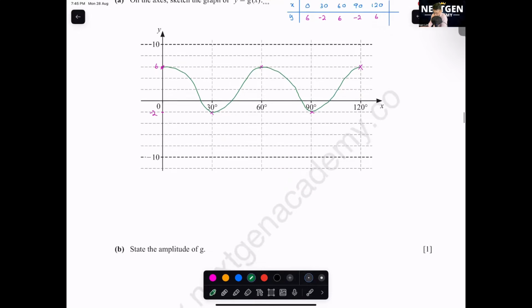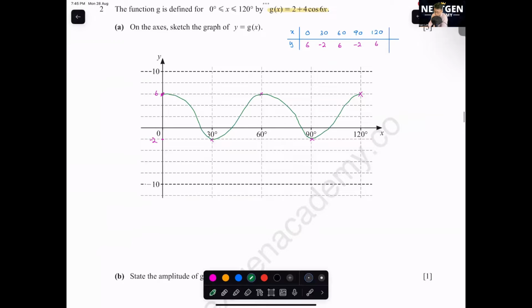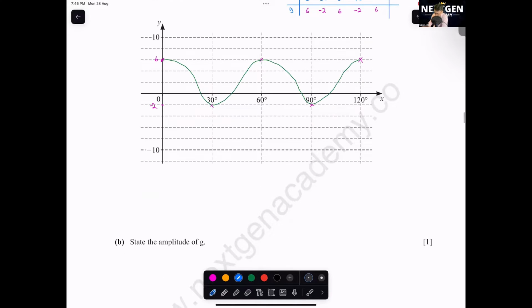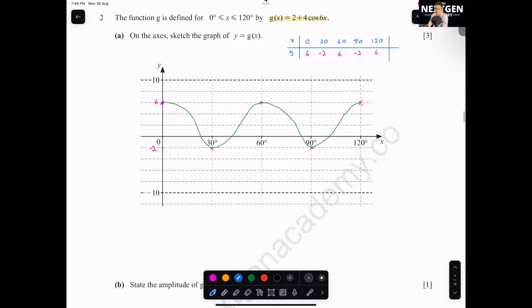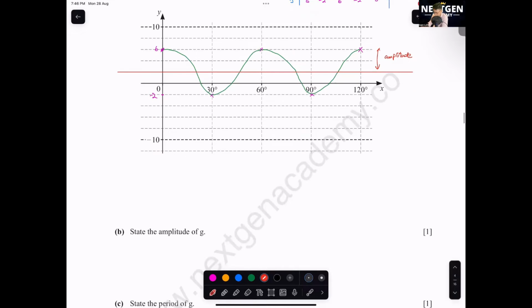Next one. State the amplitude of g. So you just see the equation. Amplitude means from your middle to the top, right? In fact, you don't even need to do any calculation. You should know that the coefficient in front of the sine and cos is your amplitude. But if you want to look at the graph, you split the graph into half. The middle of the graph, amplitude will be this, from the middle to the highest or to the lowest, which equals 4.